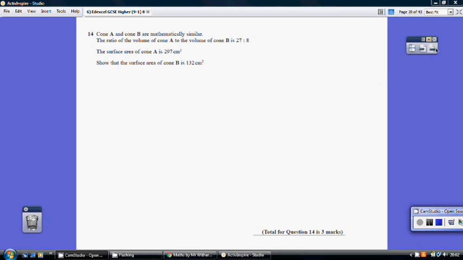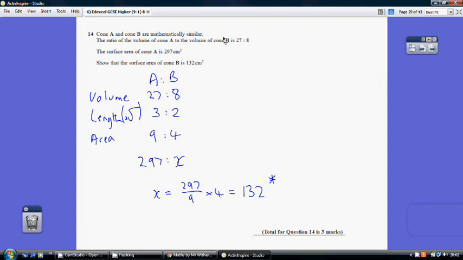Question 14. So we've got mathematically similar cones, and we're told that the volume ratio is 27 to 8. Now if that is the volume ratio, then the length ratio is the cube root of each of these. We move from volume to length by cube rooting. Cube root of 27 is 3, cube root of 8 is 2. Now moving from the length ratio to the area ratio, we square. So squaring 3 and 2, we get 9 to 4.